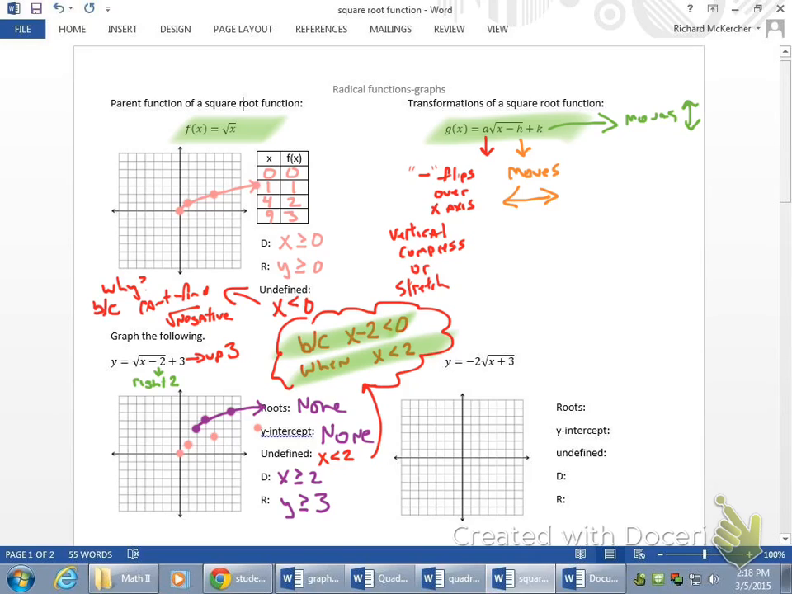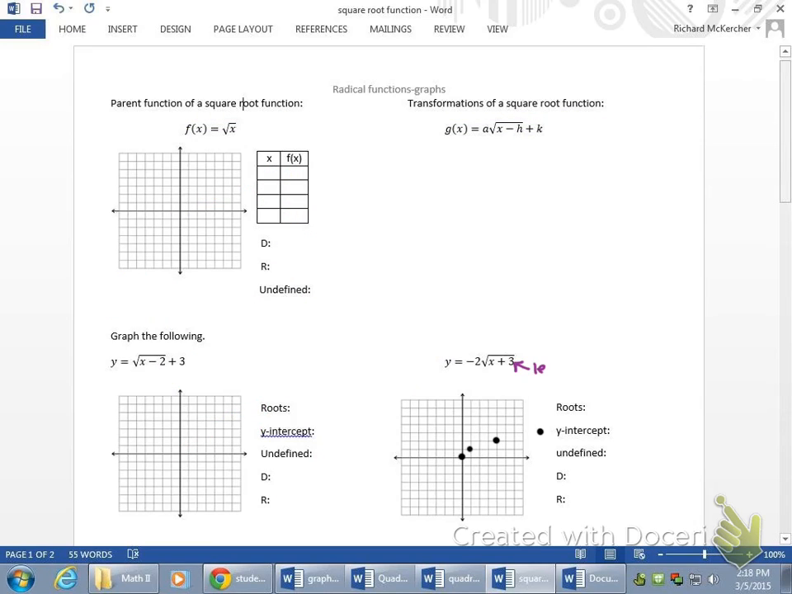Alright, so take a minute to chew on that. We're going to do this next example, kind of the same idea. I started off with my parent function, so I'm just going to use that as a reference. On the inside, I moved left 3. The negative on the outside will reflect it over the x-axis, but the 2 is going to stretch it vertically. So I have to account for all of that. First thing it moves is, of course, left because that's on the inside. So I move it to the left 3, and then I flip it, and then I stretch it by 2.